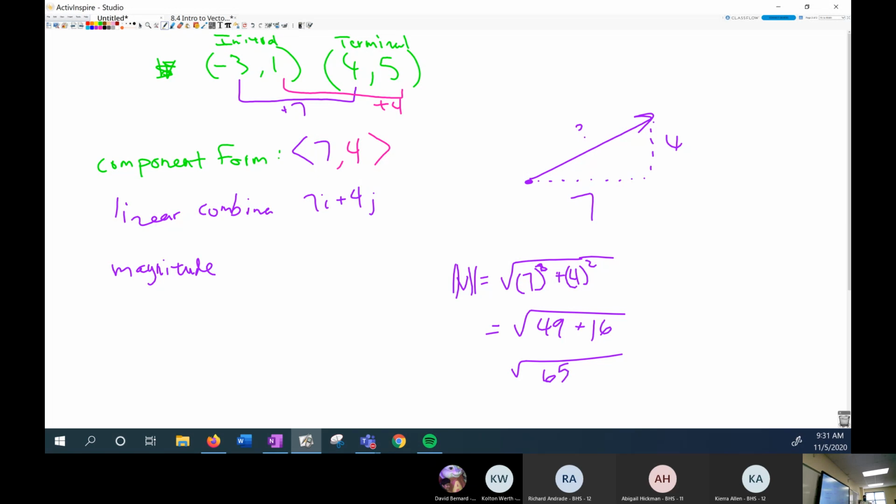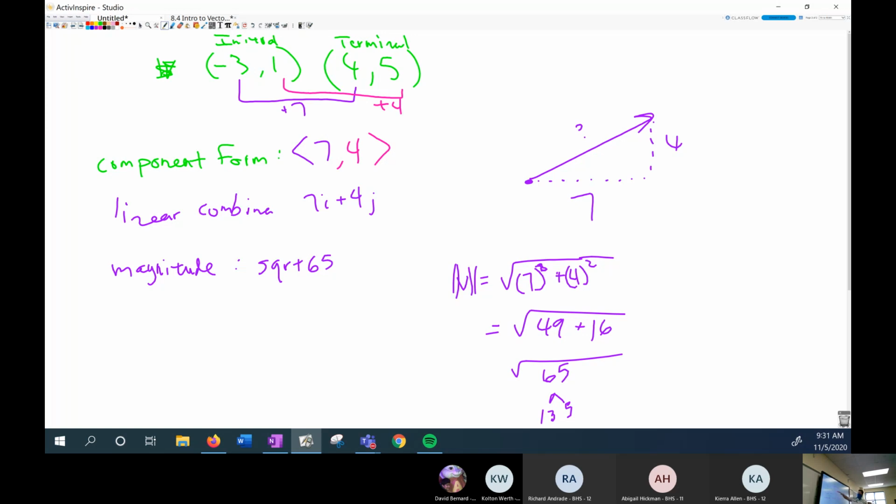Okay, can we break up 65? 5 goes into it for sure, right? Because it ends in a 5. So what's 65 divided by 5? 13? Yeah. Am I going to get any pairs from that? No. Then my magnitude is just square root 65. No spaces. So the magnitude is basically the hypotenuse of it? Always. Okay. Yep.